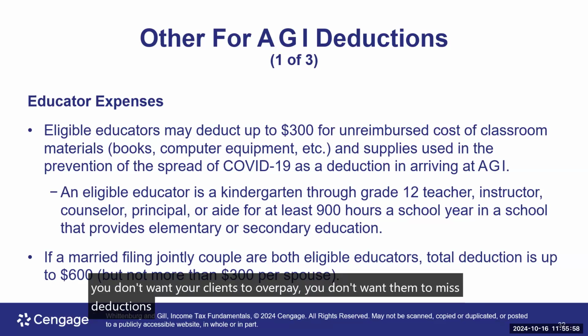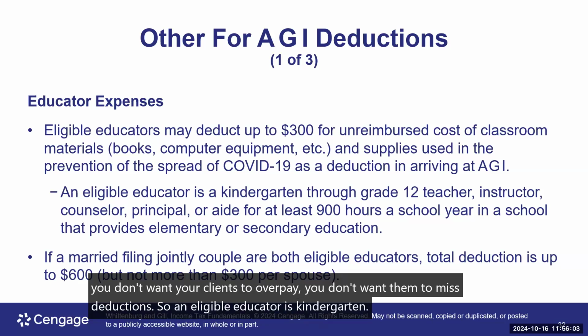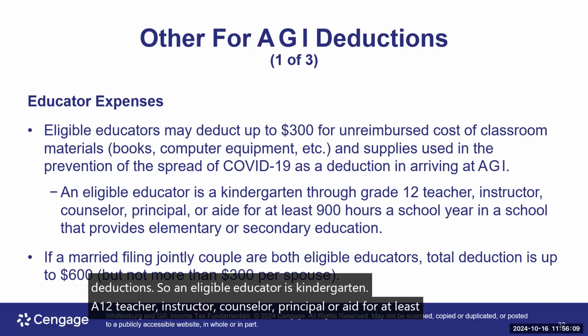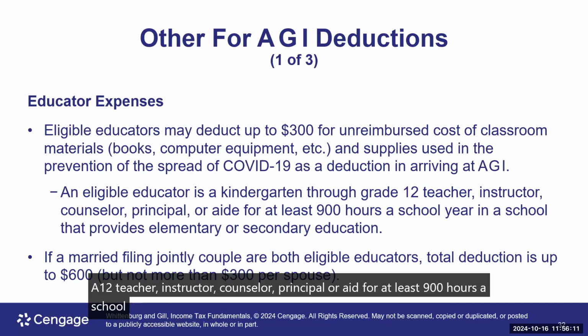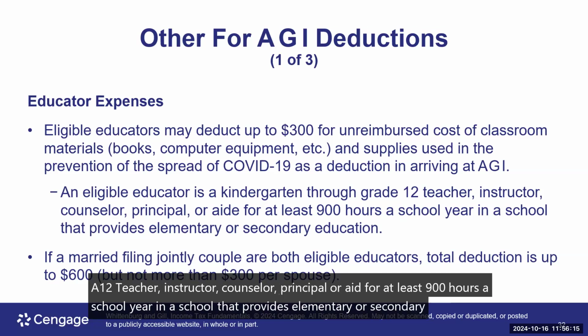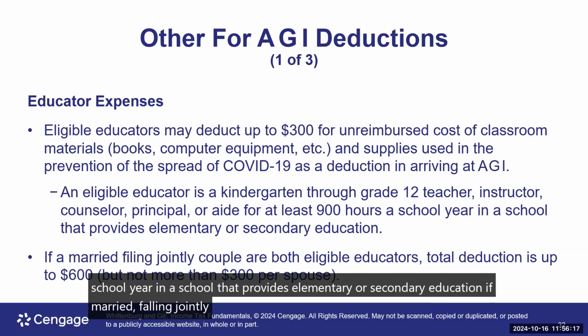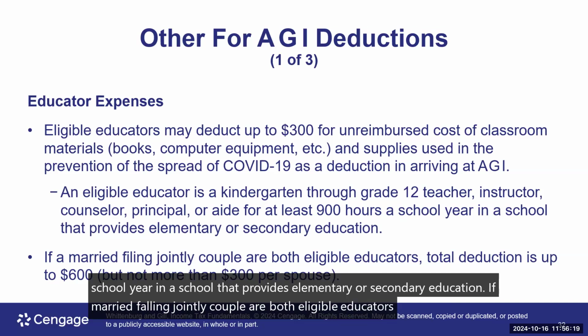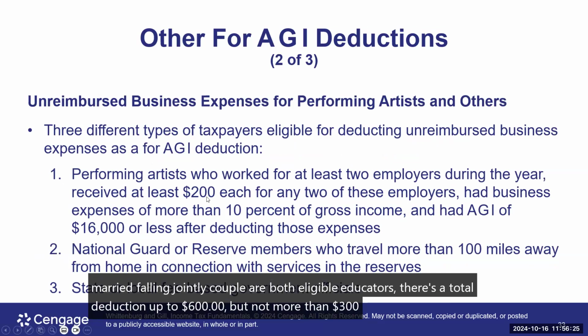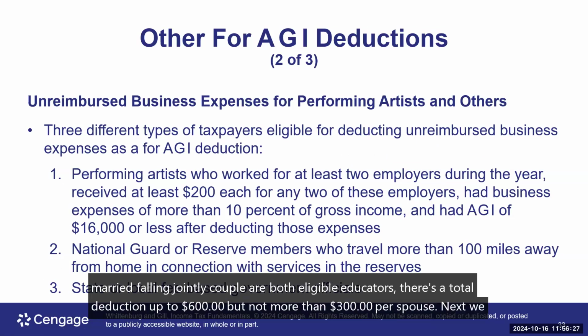So an eligible educator is a kindergarten through grade 12 teacher, instructor, counselor, principal, or aide for at least 900 hours a school year in a school that provides elementary or secondary education. If married filing jointly and both spouses are eligible educators, there's a total deduction up to $600, but not more than $300 per spouse.